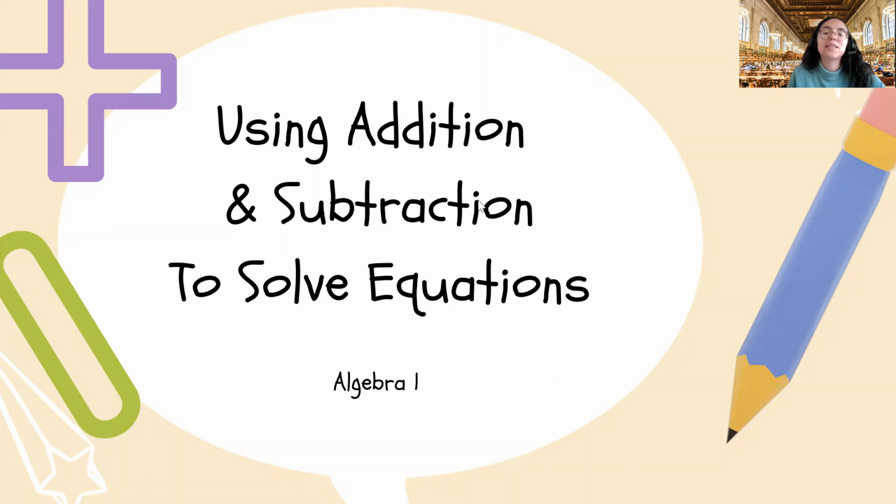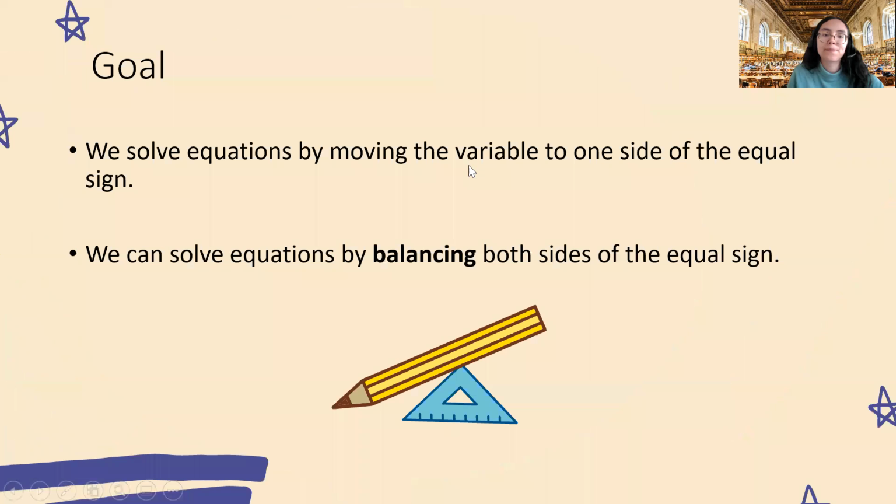My name is Stephanie and today we're going to learn how to use addition and subtraction to solve equations. The goal whenever we're using addition and subtraction is to move the variable to one side of the equation. So what we're basically going to end up with is something that looks like this: x plus whatever operations we have on the right hand side. So you want our variable to be alone. And we can think of this as balancing both sides of the equal sign, which we will see more once we start doing examples.